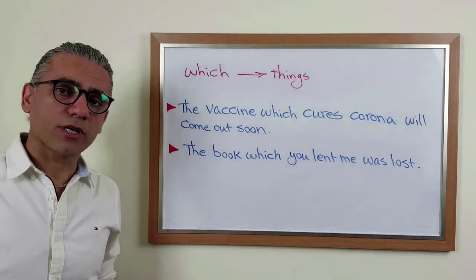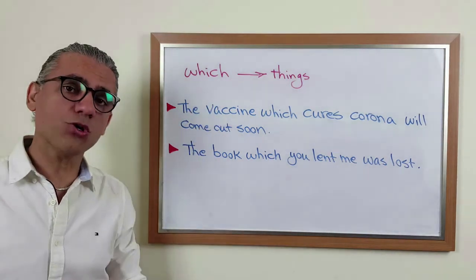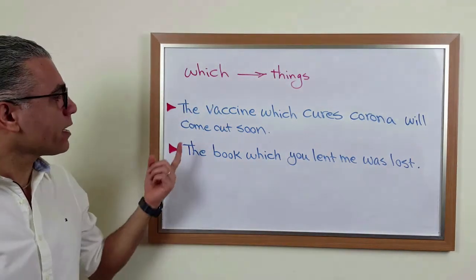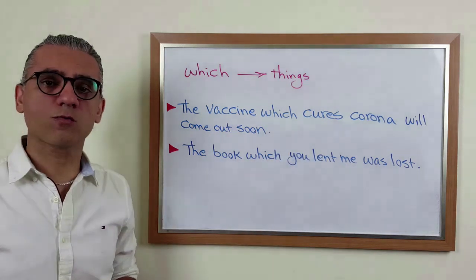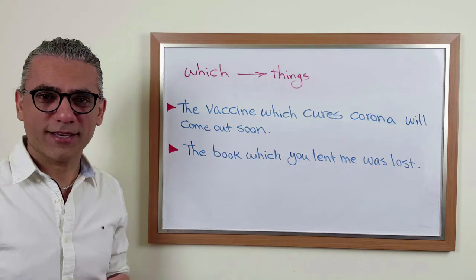The next relative pronoun is which, which we use for things. The vaccine which cures corona will come out soon. This is what we call wishful thinking in English.